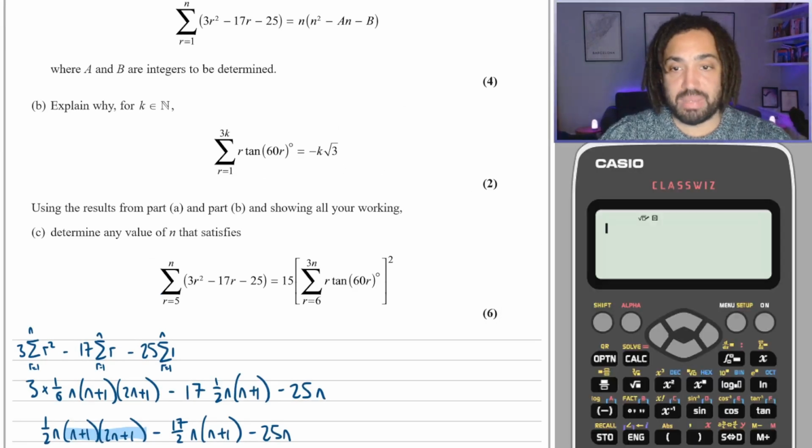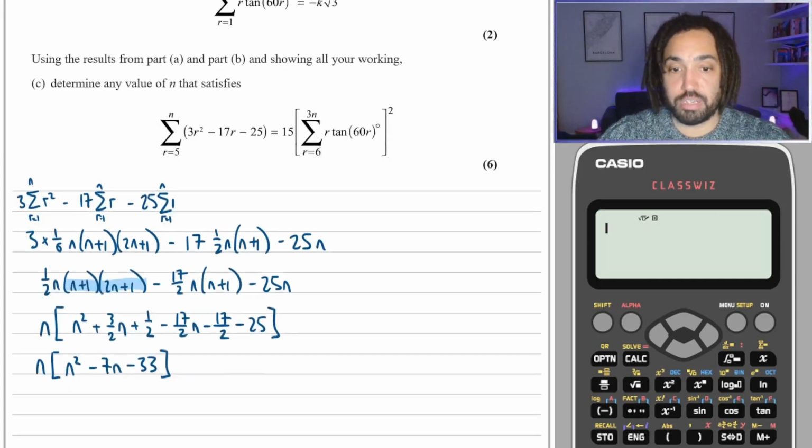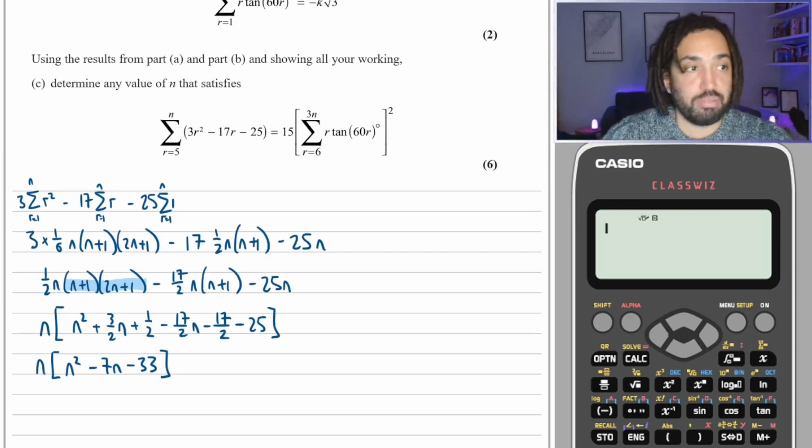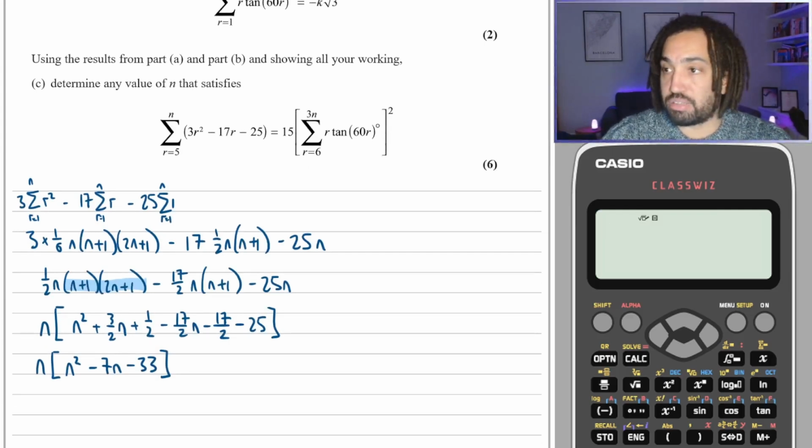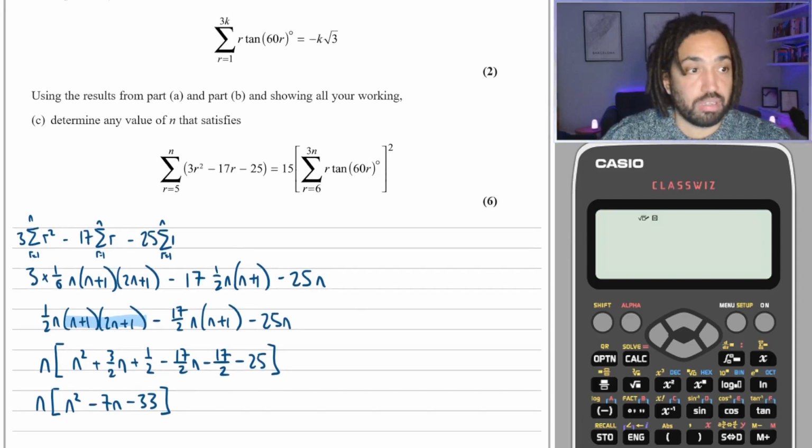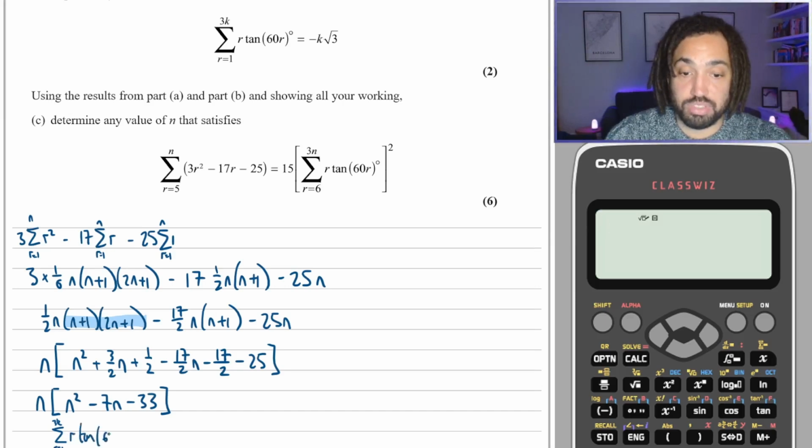Okay. Right, next question, and it says explain why this summation is equal to minus k root 3. Okay, so let me write that summation down a bit lower, and then we can figure out why that is equal to this. So it is the summation 3k r equals 1 r tan of 60r.